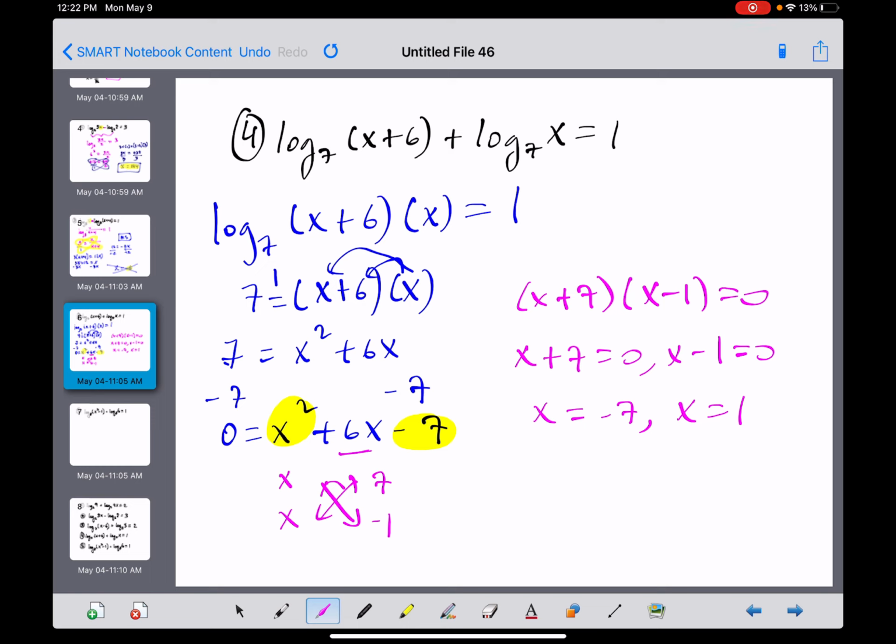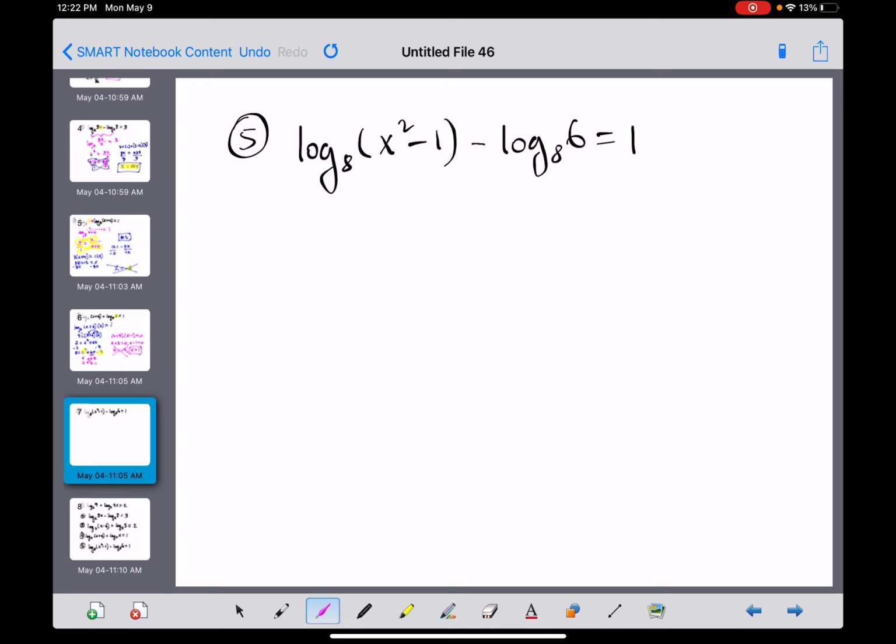Here, again, we have to check our answers, and if we plug in -7 into here, it will not work. It's going to be log base 7 of -7. That's a negative number, and a log cannot have a negative argument, so therefore the answer can only be 1. It's a positive number, okay? -7 will not work.